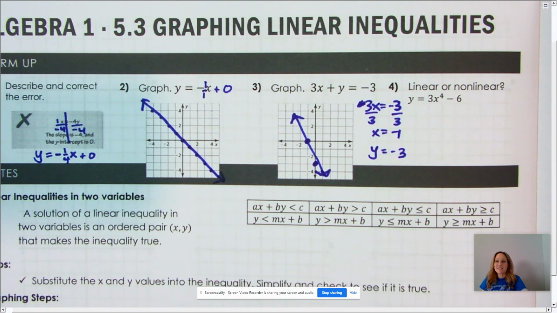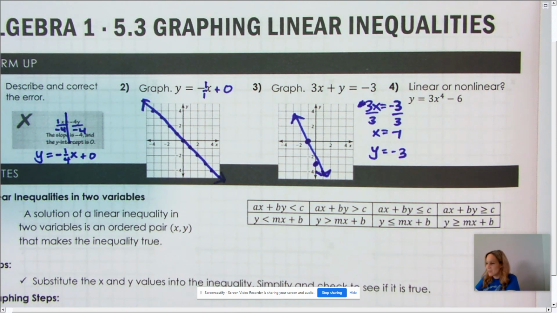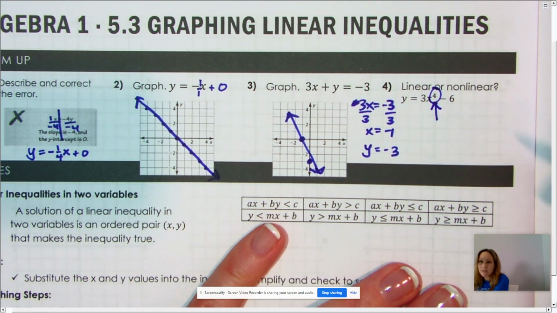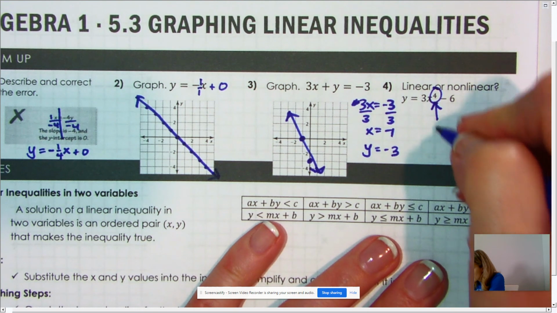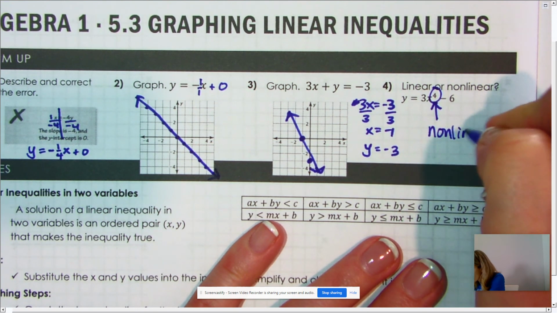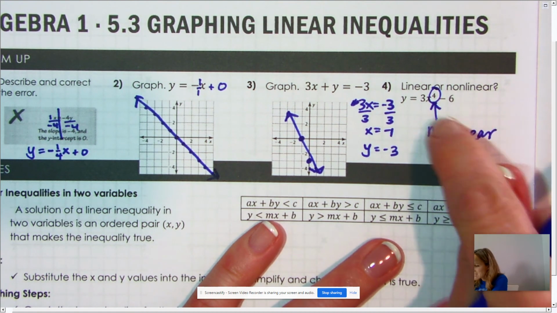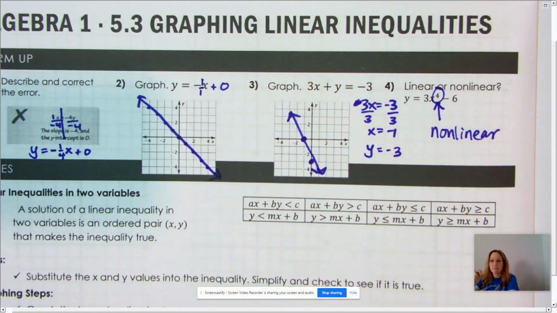All right, question number 4 says, is it linear or nonlinear? Well, remember, if we have an exponent on the variable that is anything other than 1, it is nonlinear. If the exponent was on the 6, no problem. But when the exponent is on the variable, not linear.